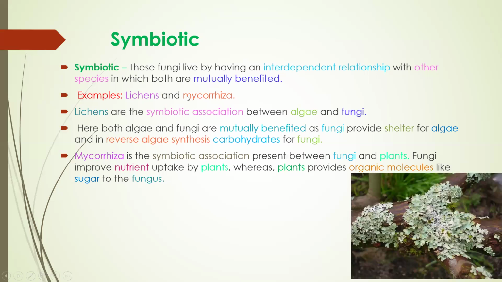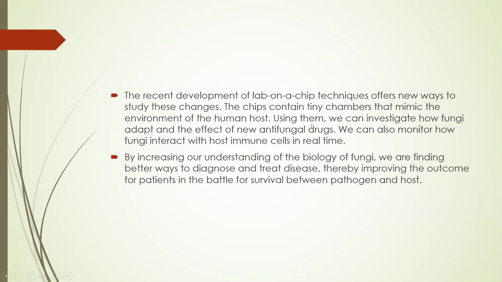This is the lichens. This is the mycorrhiza. Lichens are the symbiotic association between algae and fungi. Mycorrhiza is the symbiotic association present between fungi and plants. Fungi improve nutrient uptake by plants, whereas plants provide organic molecules, like sugar molecules, to the fungus. This is called symbiotic fungi.